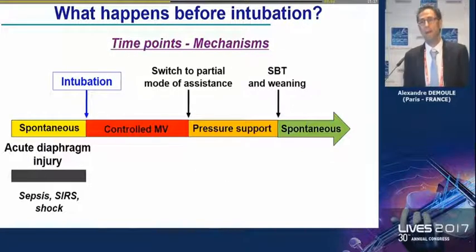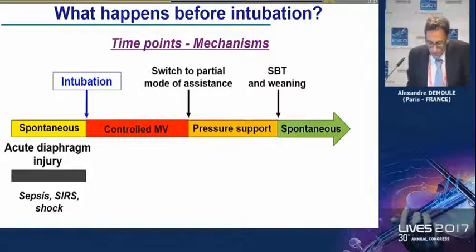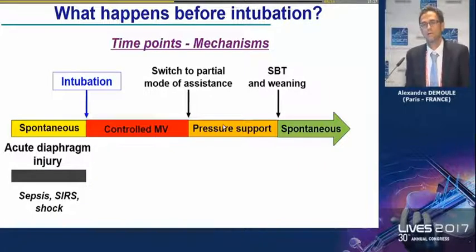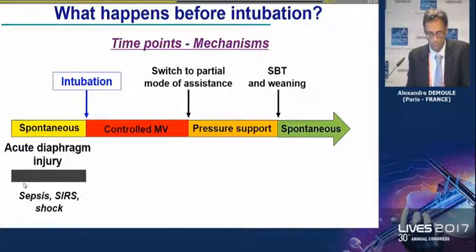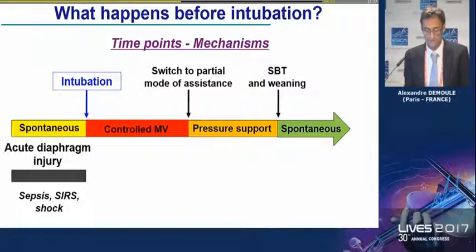Now, let's see the bad. We talked about this whole period where the patient receives mechanical ventilation, and mechanical ventilation is weakening the diaphragm. But what happened before the patient was intubated? When he was spontaneously breathing, there was sepsis, there was shock, and maybe some bad things happened to the diaphragm.